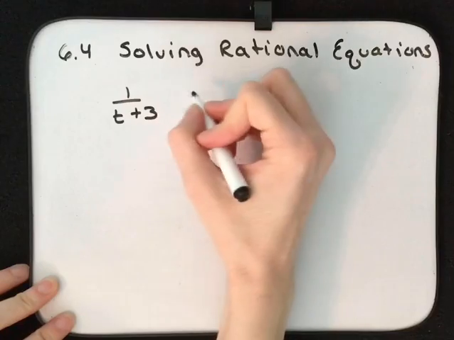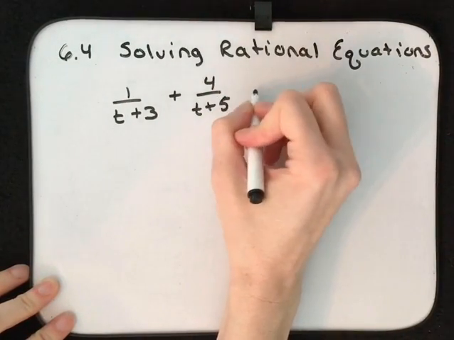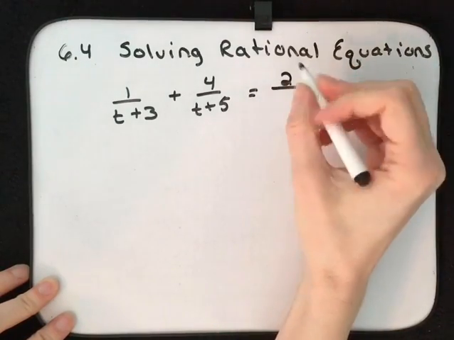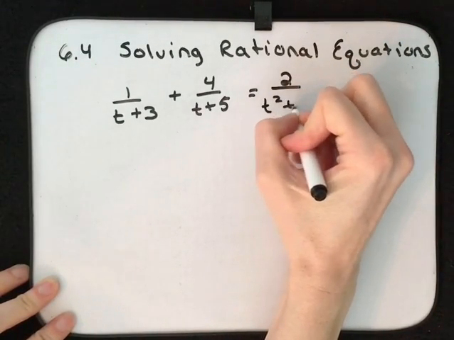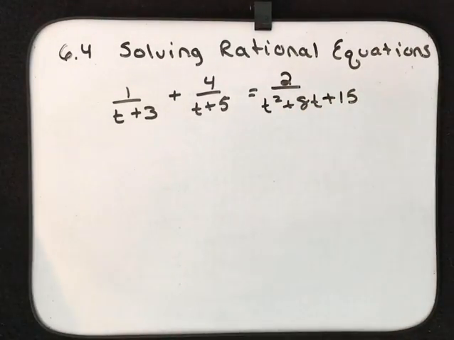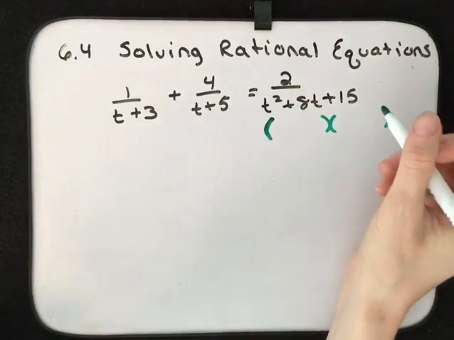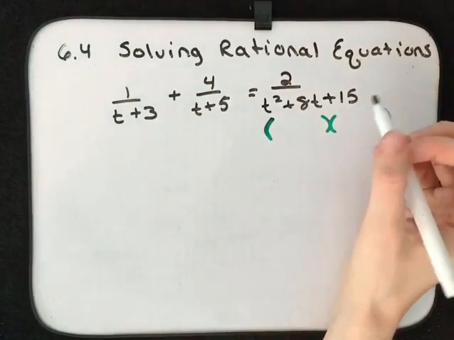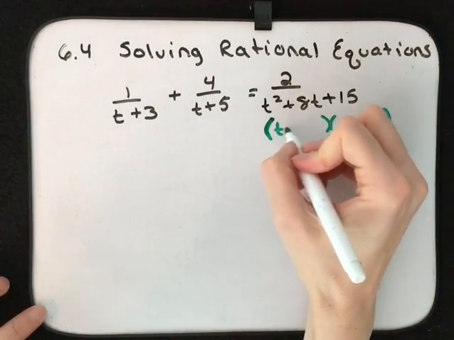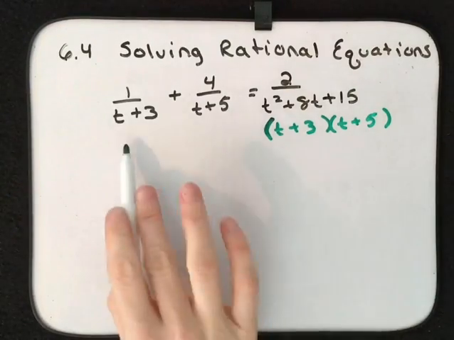1 over (t plus 3) plus 4 over (t plus 5) equals 2 over (t squared plus 8t plus 15). In this case, we need to do some factoring so that we can see what we need as our common denominator. Let's factor this. I need two numbers that multiply to 15 and add to 8. Let's use t plus 3 and t plus 5. How convenient. That's what we had over here.